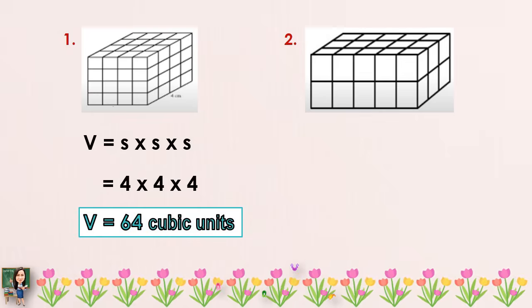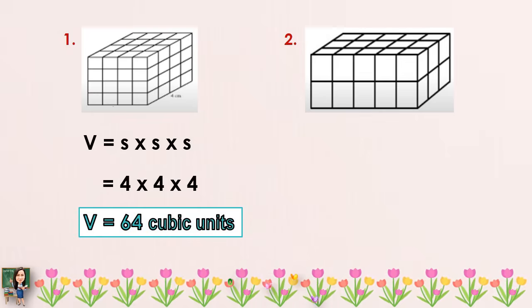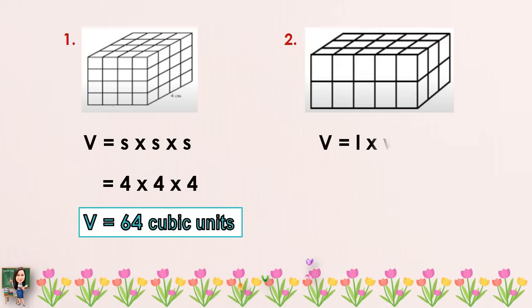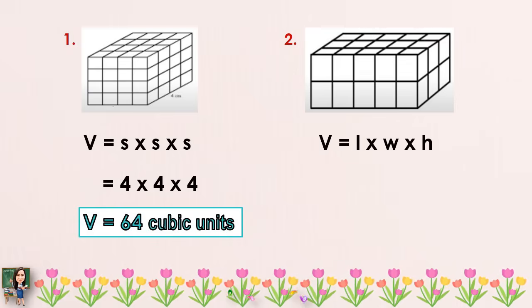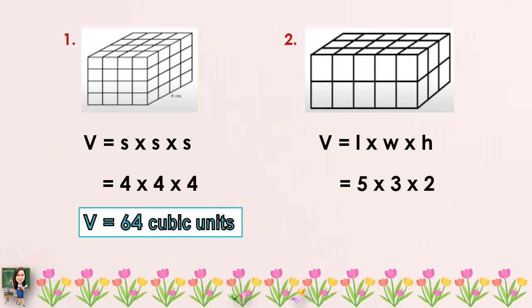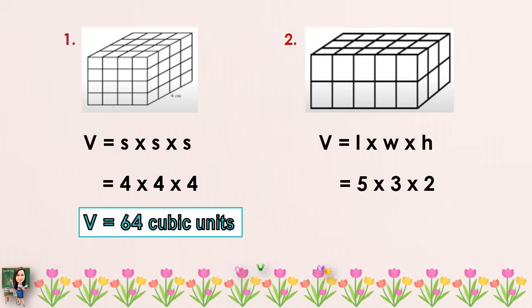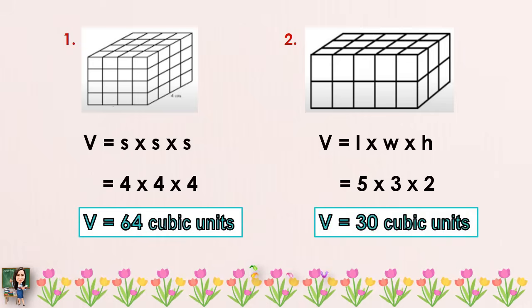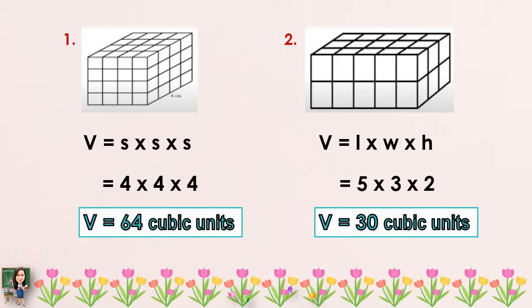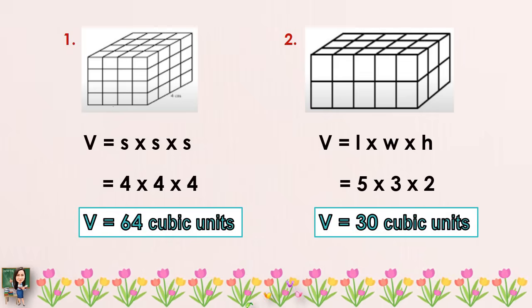Number 2, this figure is a rectangular prism. So therefore, you will get the length, width, and the height. The length is 5, the width is 3, and the height is 2. So 5 times 3 times 2, the answer is 30 cubic units. So the volume of this rectangular prism is 30 cubic units.